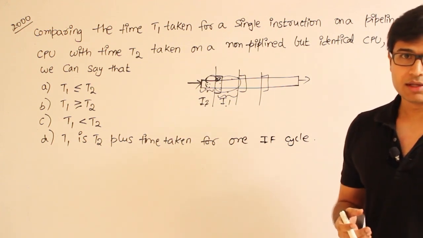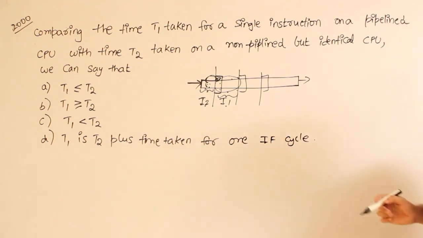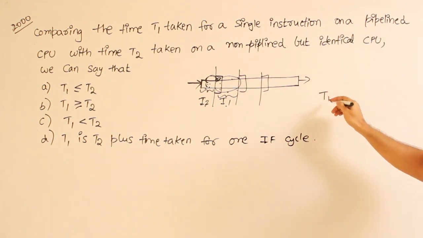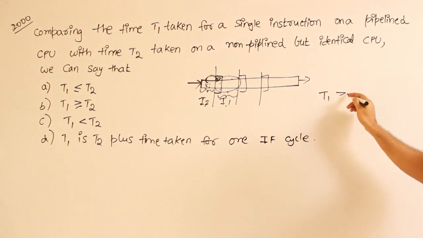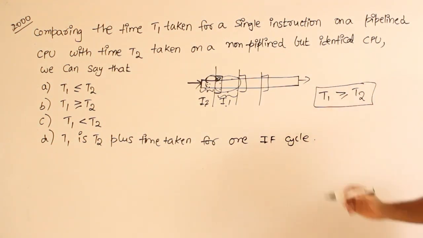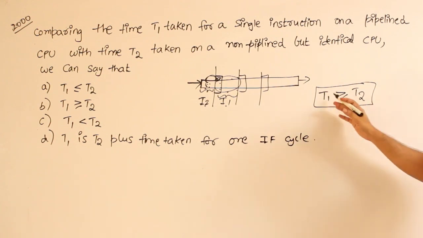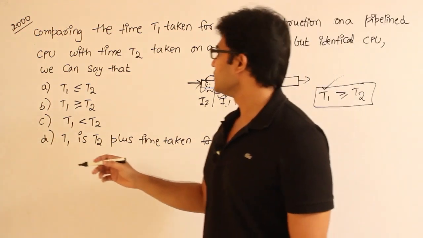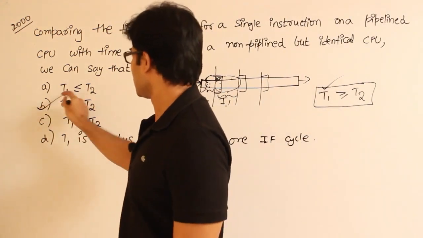So in general, if the time taken for pipeline is T1, then of course T1 has to be greater than or equal to T2, right? In best case, both will be equal. In worst case, this is going to be greater. So if you see it, the option B, I think B is right.